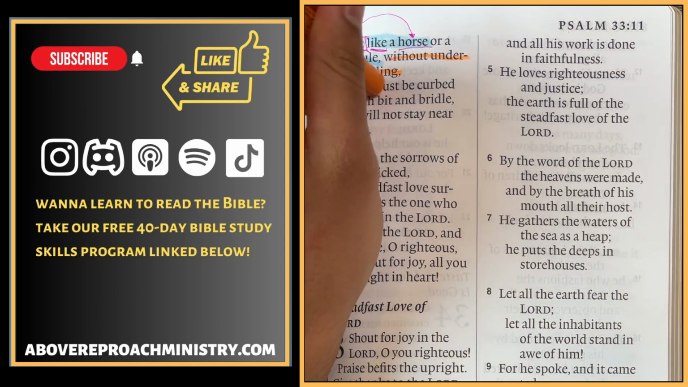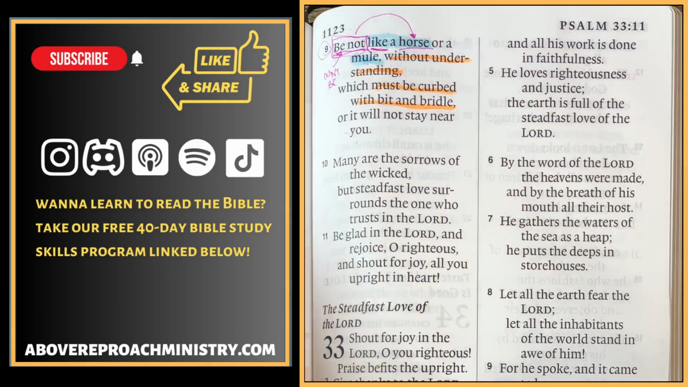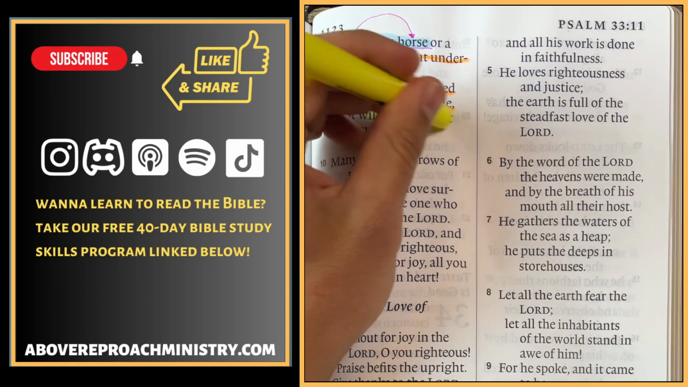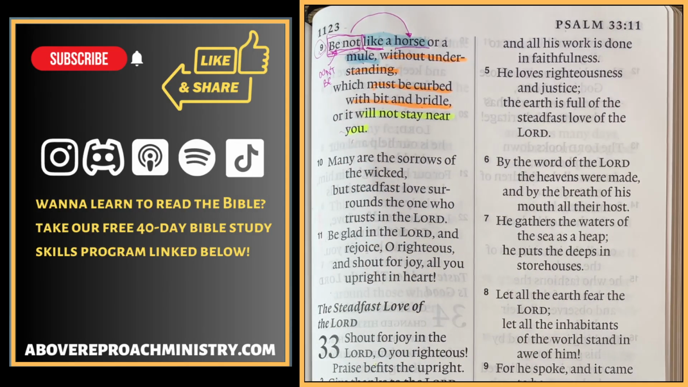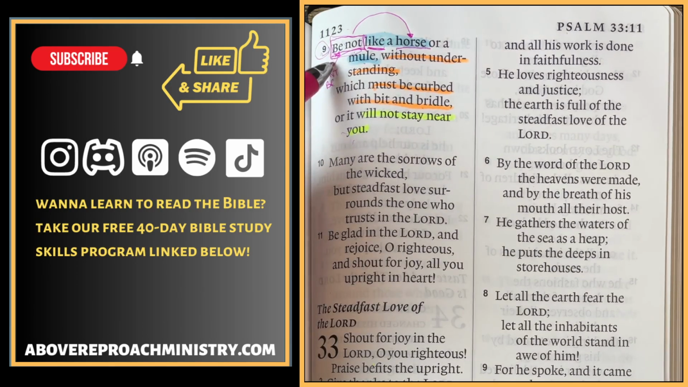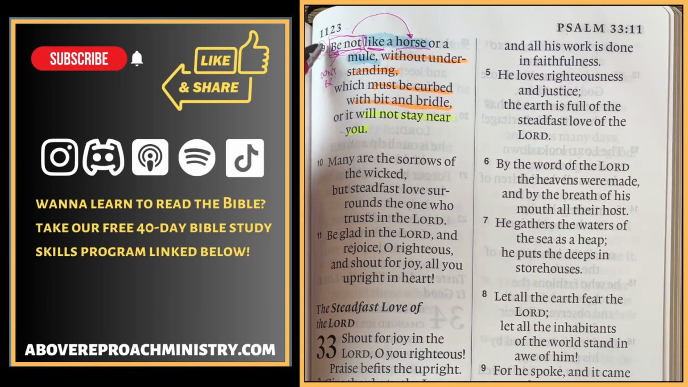Also, they must be curbed with a bit and bridle. Otherwise, you know what happens? It won't stay near to you. That's the result. So in other words, he just said, I'm going to instruct you and teach you and counsel you the way you're supposed to live. When I do, so this is what we do when we read the Bible. We go, what a random analogy. What a random statement. It's not random. It connects to the previous idea about David instructing and correcting and counseling, okay?